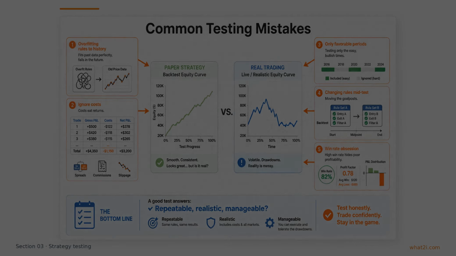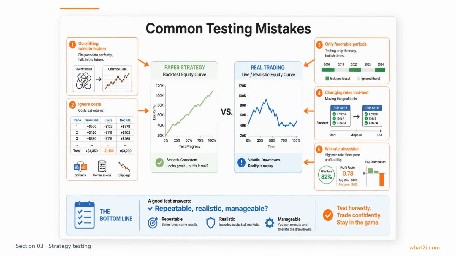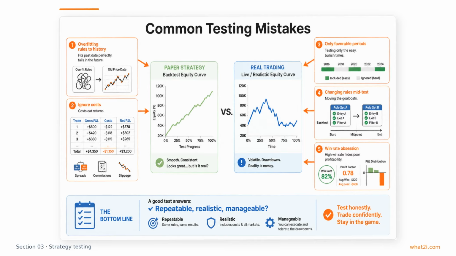Several common testing mistakes can make a strategy look far better on paper than it will perform in practice. One is overfitting, where the rules are tuned too closely to past price action. Another is ignoring costs such as spreads, commissions, and slippage, which can quietly erase an apparent edge. Testing only favorable periods is also misleading, because markets do not stay in easy conditions forever. Changing rules during the test is another major problem, since it destroys the consistency of the sample. And focusing too heavily on win rate can hide a weak profit factor or poor risk profile.